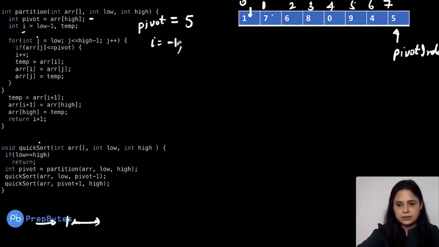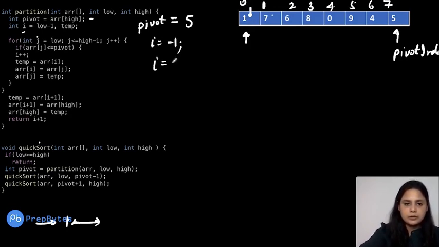Okay, so I keep i at -1. Now what happens is that I start from j equal to low, and j goes less than or equal to high -1, basically till the end. Now I check if there is any element less than pivot. If I find any element less than pivot, I increment my i. So let's say here 1 is less than pivot, I increment my i to 0.